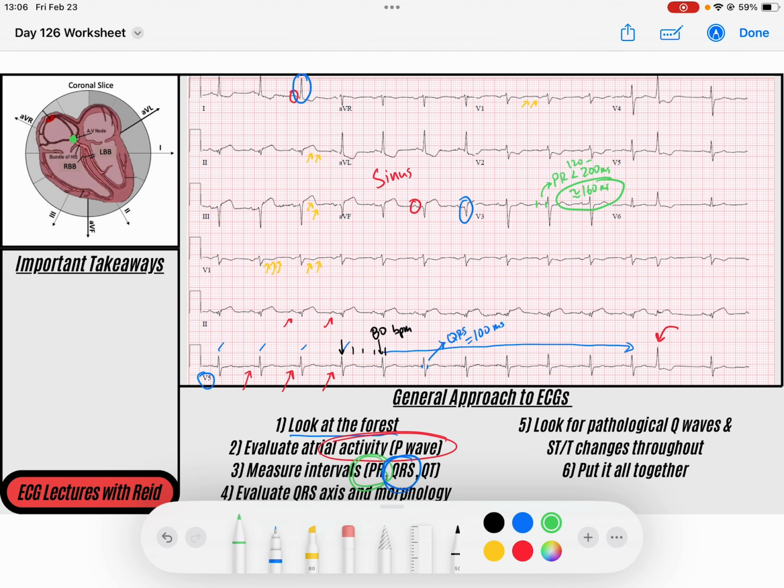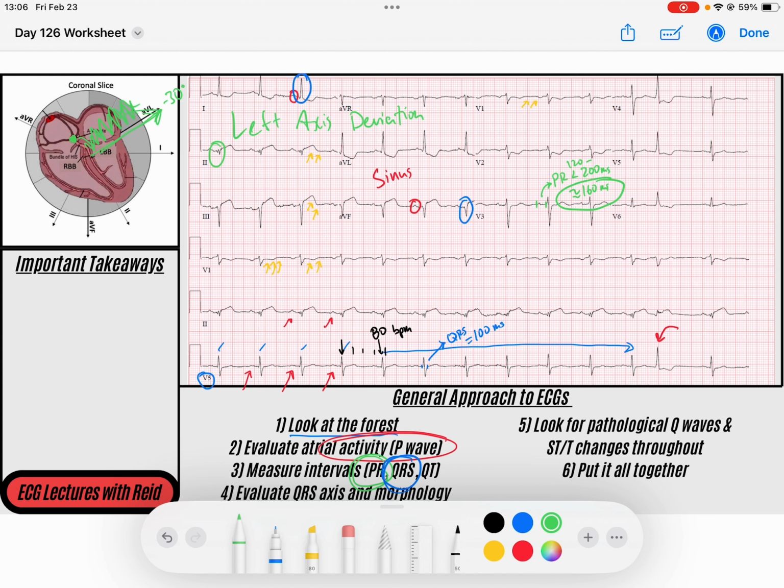So what does that mean? That means it's going kind of up and to the left, right? So we have a little left deviation of our axis, and it's actually negative in lead 2, which tells me it's probably somewhere in this quadrant. So we've got left axis deviation, more than the negative 30 degrees that is represented by aVL. So it's somewhere up in this way.